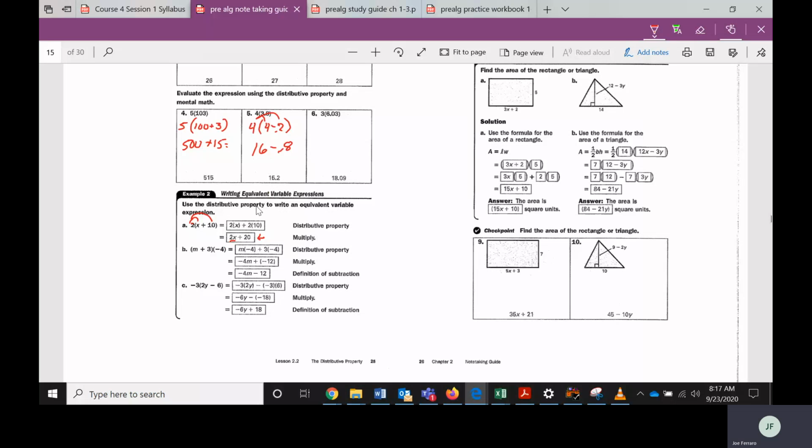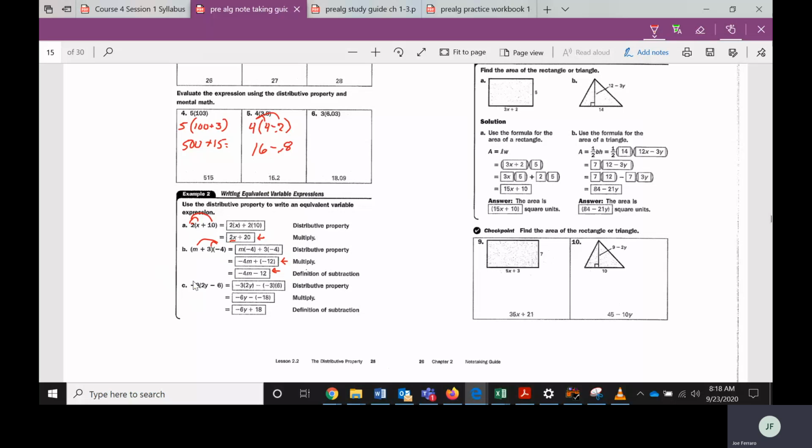Okay. Same thing here. We got, well, negative 4 times m is negative 4m. And then negative 4 times 3 gives you negative 12. So this would be a correct answer here. Negative 4m plus a negative 12. Now in algebra, they're going to change that a lot of times to this form. Instead of saying negative 4m plus a negative 12, they're going to say negative 4m minus 12. It's the same thing. I will count either one correct. Okay.